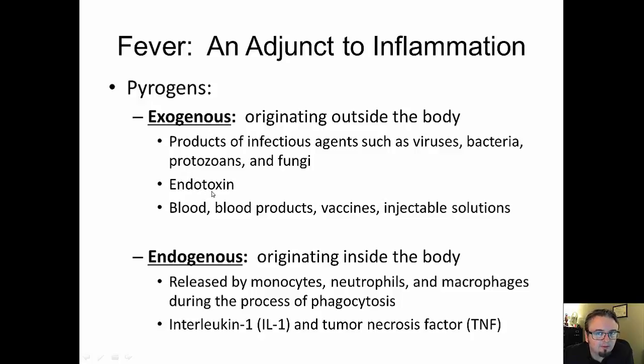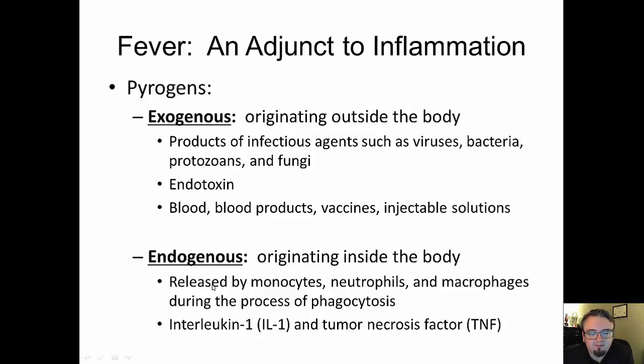Some species are more potent at that. For example, Salmonella typhi is a microbe that causes typhoid fever. Typhoid fever is a name given to the fact that that particular infection is well known to cause a high fever. Other things like vaccines, injectable solutions, even certain types of blood products, like if you have an inappropriate blood transfusion, these things can ultimately cause a pyrogenic response.